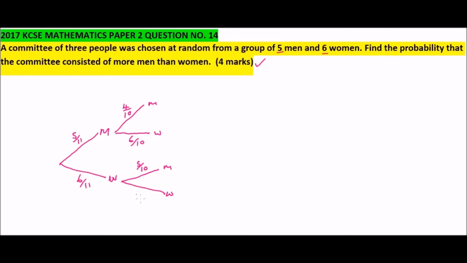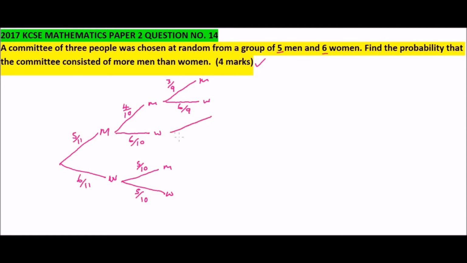The women, we had chosen 1, so they remain 5, so the probability of choosing a woman is 5 over 10. So that is the second round. The third round, because the committee is to be made of 3 people, we could choose a man or we choose a woman. If we choose a man, and we had chosen 2 earlier, then the number of men remain 3, so the probability of choosing a man is 3 over 9, because the number has reduced by 1. We have not chosen a woman in this branch, so the women remain 6, but the number has reduced to 9. So we are through with that.